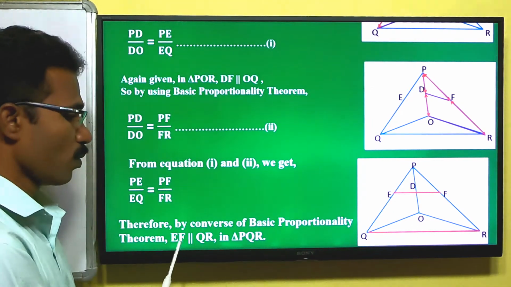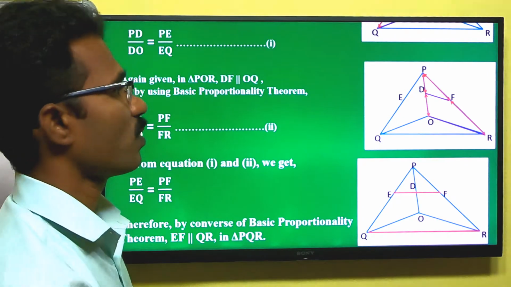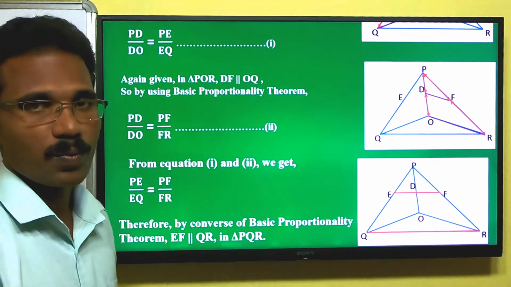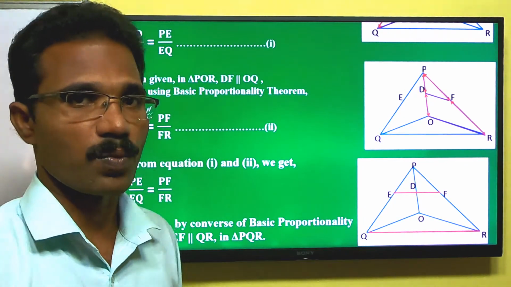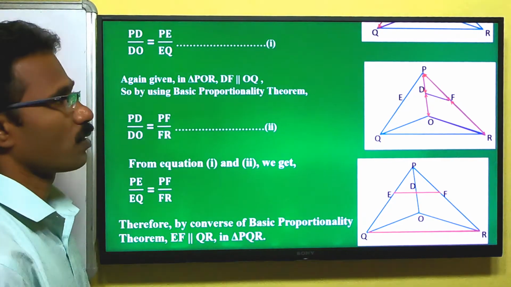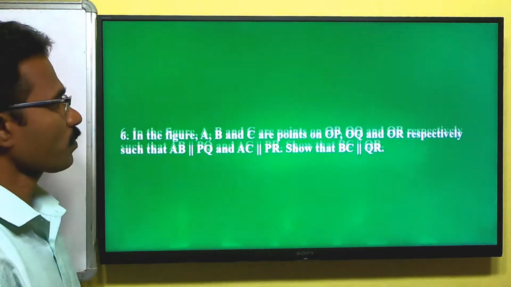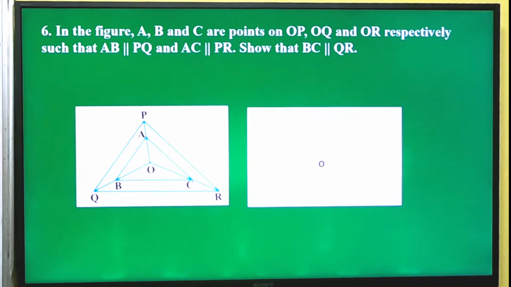This is what we had to prove, and we have done it. A very simple sum using the basic proportionality theorem and its converse. So shall we move on to the next sum. Here also a figure is given. So this is the sum.